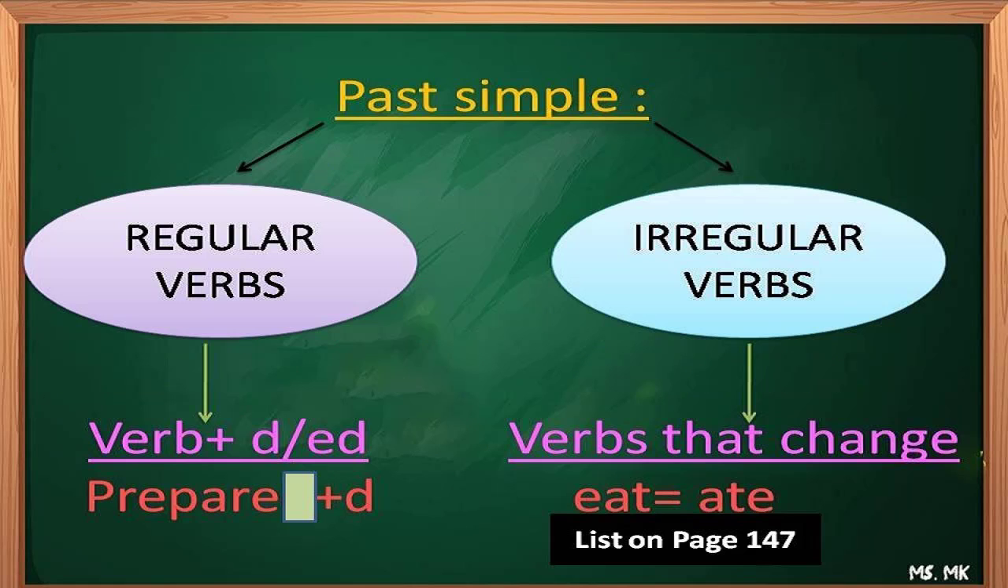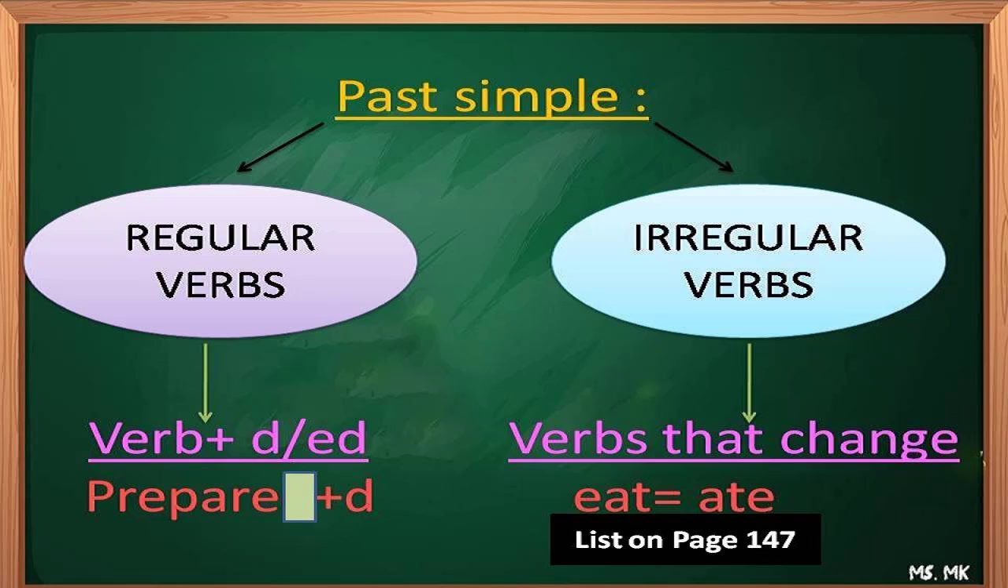A regular verb is a verb which does not change completely when you put it in the past simple. You insist here. In the present, we don't have regular and irregular verbs. In the past simple, we either add d or ed. An irregular verb is a verb which changes. It means it changes completely.